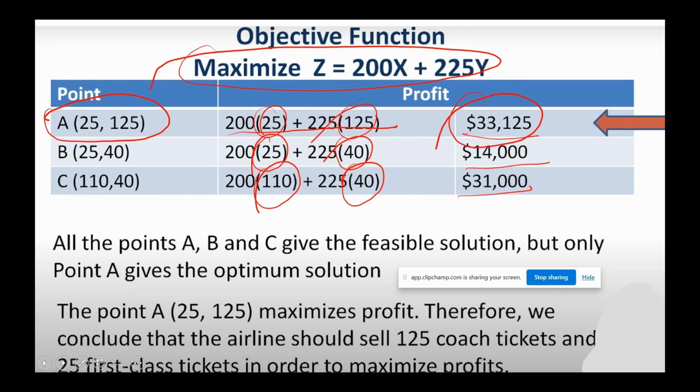Therefore, we conclude that the airline should sell 125 coach tickets and 25 first class tickets in order to maximize the profit.